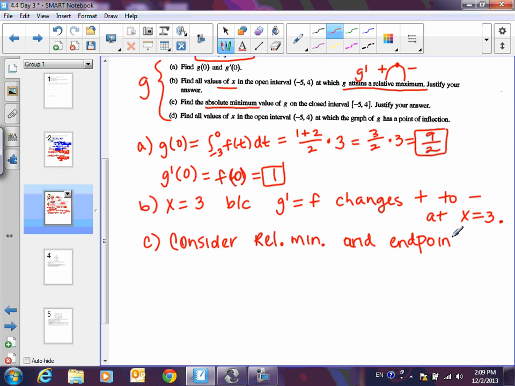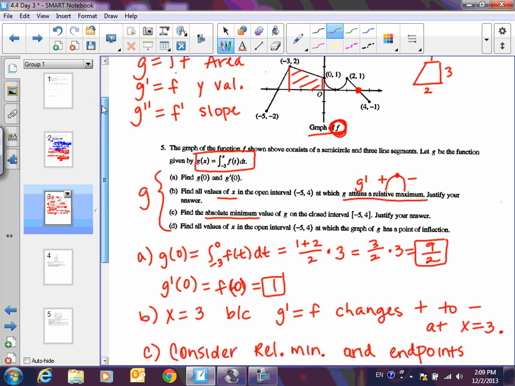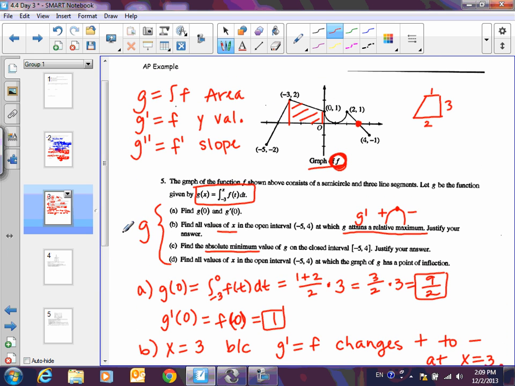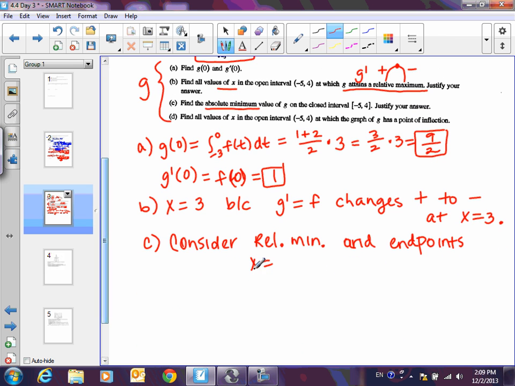Okay, so let's think about where are the relative mins. Okay, well, we did a relative max just a second ago, so really we're just thinking negative to positive. So where is that happening? At -4, x equals -4. Okay, good. And the endpoints, that's pretty easy. x equals -5, and x equals 4.